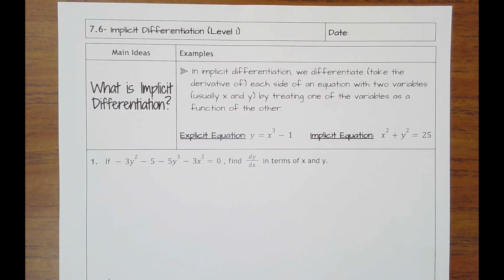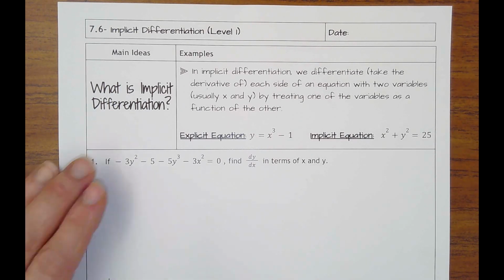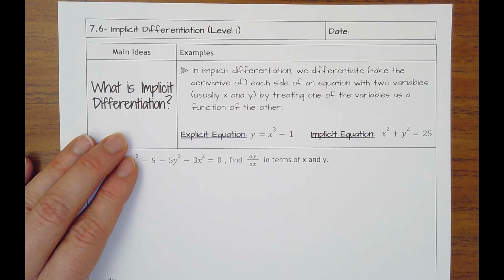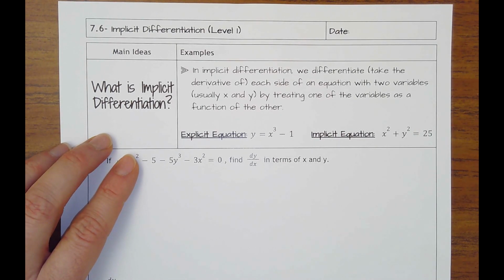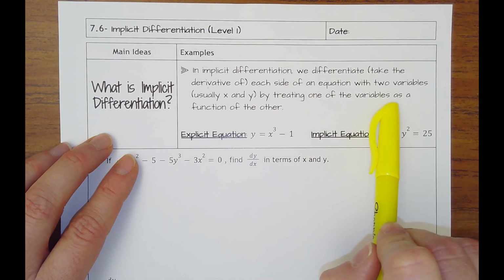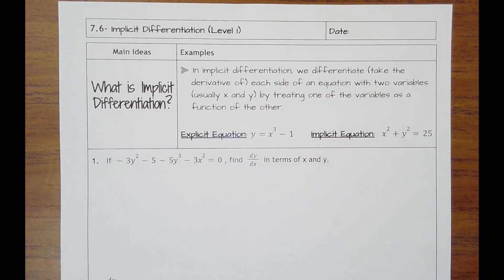Lesson 7.6, Implicit Differentiation Level 1. So what is this implicit differentiation? Well, we've already heard of differentiation before. It's taking a derivative or finding a slope. So in implicit differentiation, you're taking the derivative of each side of an equation that has two variables, usually x and y, by treating one of the variables as a function of the other, kind of like a function composition.